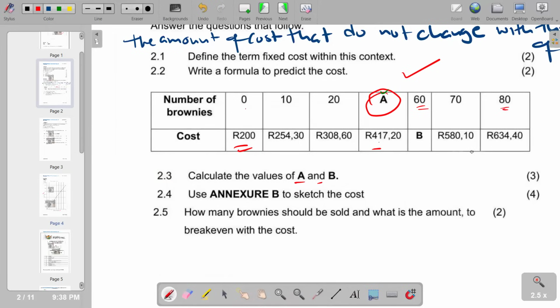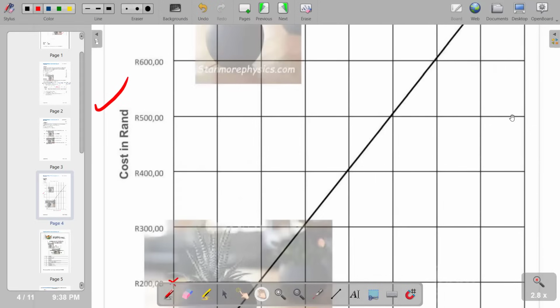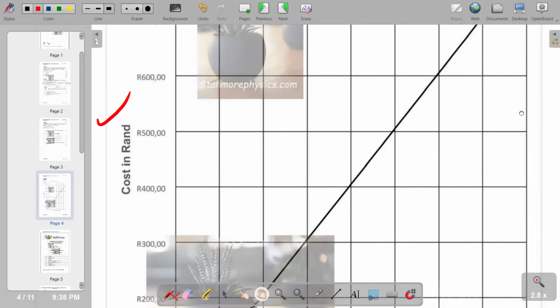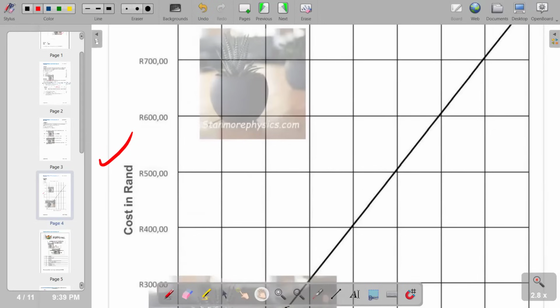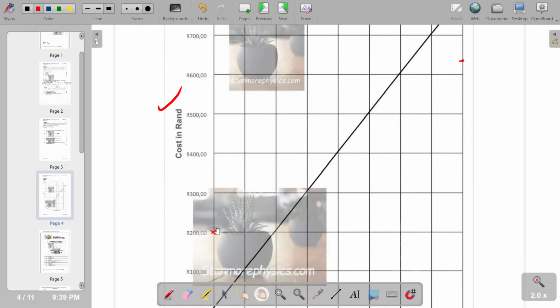So we come here, we see that 80 is on this part. So we go up to 634. Here we have 500, 600, we are here. So in terms of 34 rands 40 cents, we can just approximately put it on this part. Then we join the two points with a straight line, from the first point to the last point. So in that case, we come up with our curve.